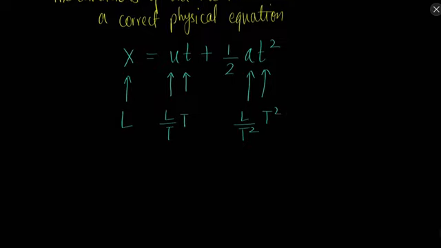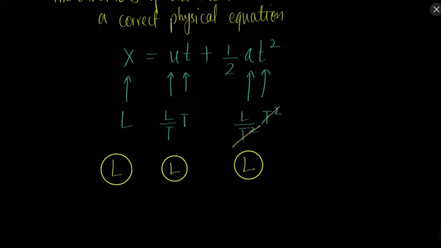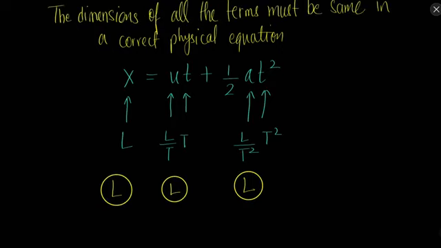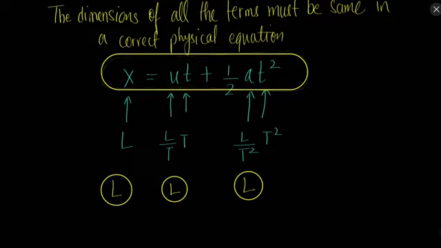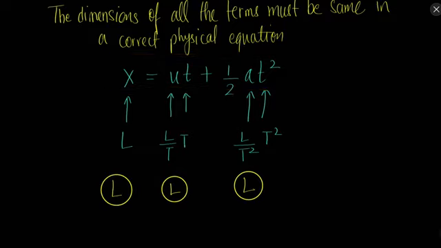So if you see here, what are the dimensions for this side? L. What is the dimension here? Again L. What is the dimension here? Again L, because this will get cancelled, this will also get cancelled. So you see here, all the terms have the same dimension. We have 3 terms and all these 3 terms have the same dimension. So if it is the case, then this can be a correct equation in a physical manner, in physics.